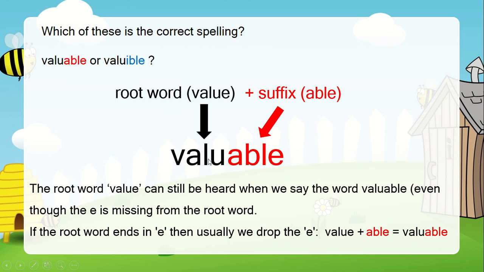Remember, if the root word ends in E, in this case value does end with an E, then usually we need to drop the E when adding our suffix able. Here we can see that we have value, we're adding our suffix able, therefore, we need to drop the E. Well done if you got that one correct. That was a tough one.